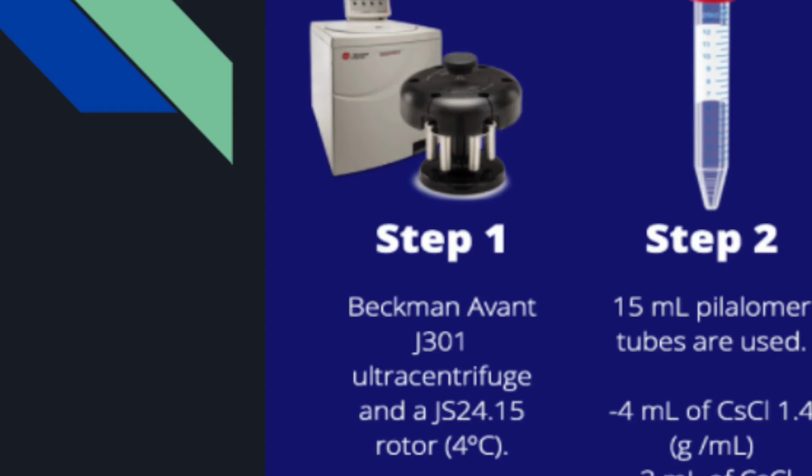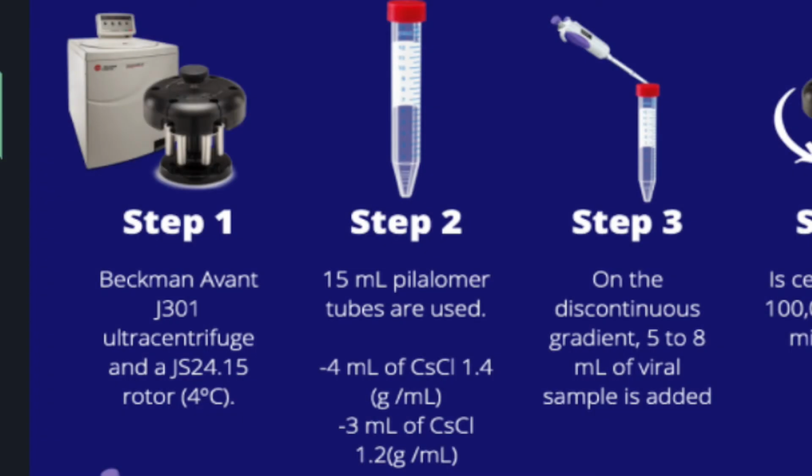A Beckman Avanti J-301 ultracentrifuge and a JS-24.15 rotor are used. The rotor is previously cooled to 4 degrees Celsius. 15 milliliter tubes are used. Then 4 milliliters of cesium chloride with a density of 1.4 are added. Then it's carefully covered with 3 milliliters of cesium chloride of density 1.2. In this way, the discontinuous gradient of cesium chloride is formed.